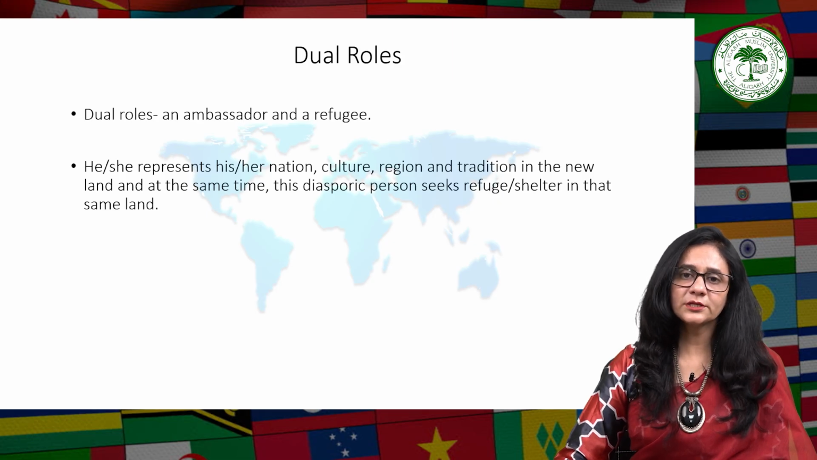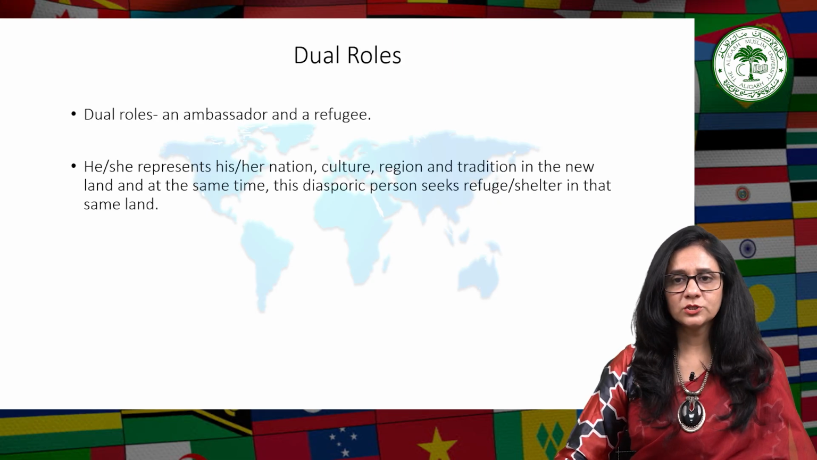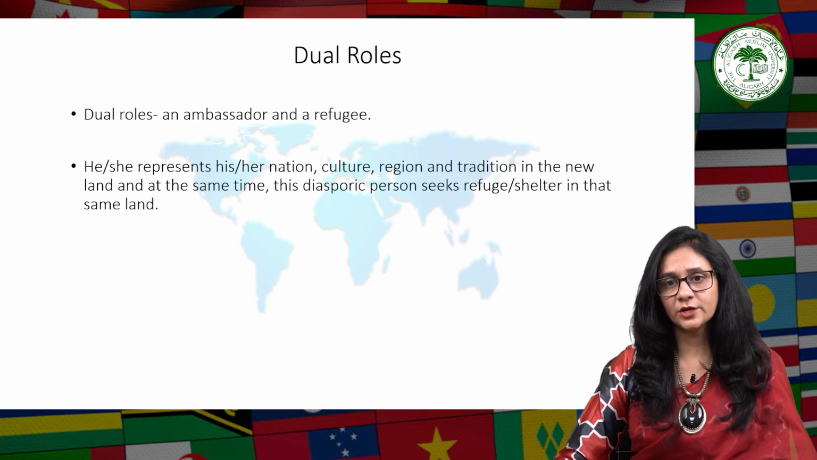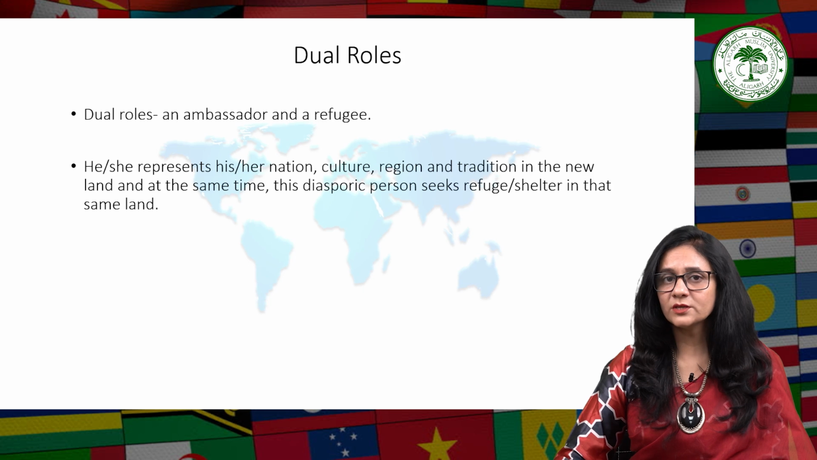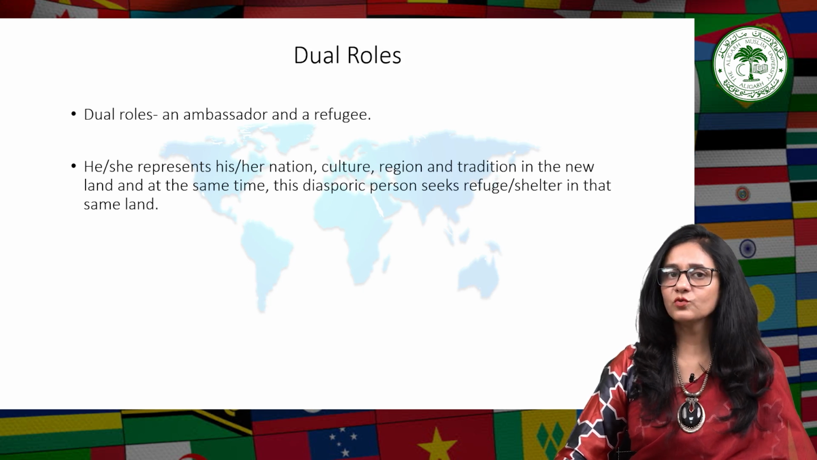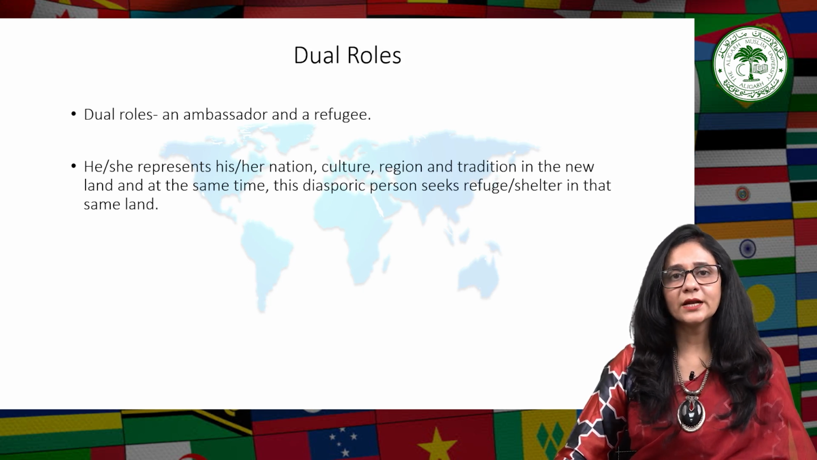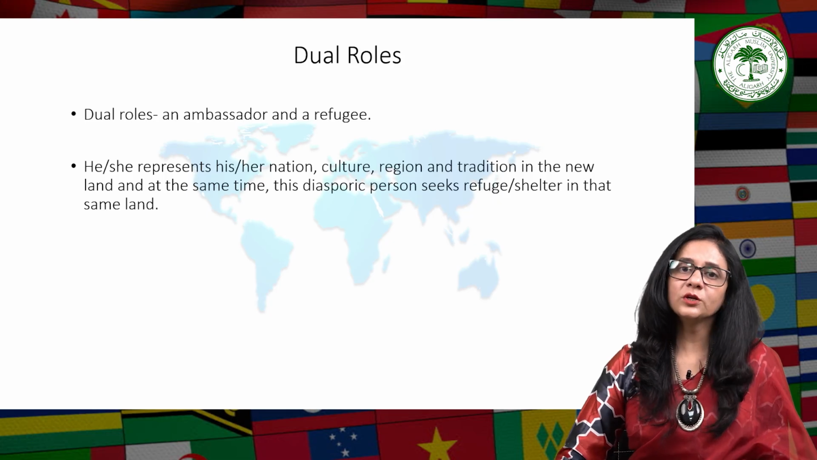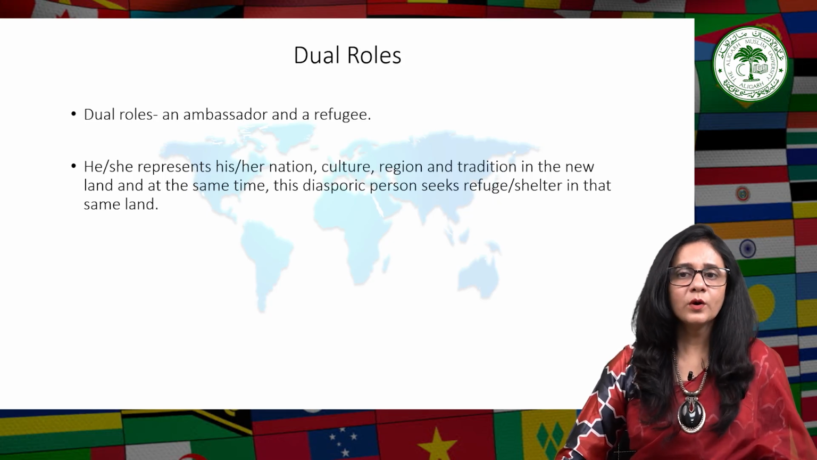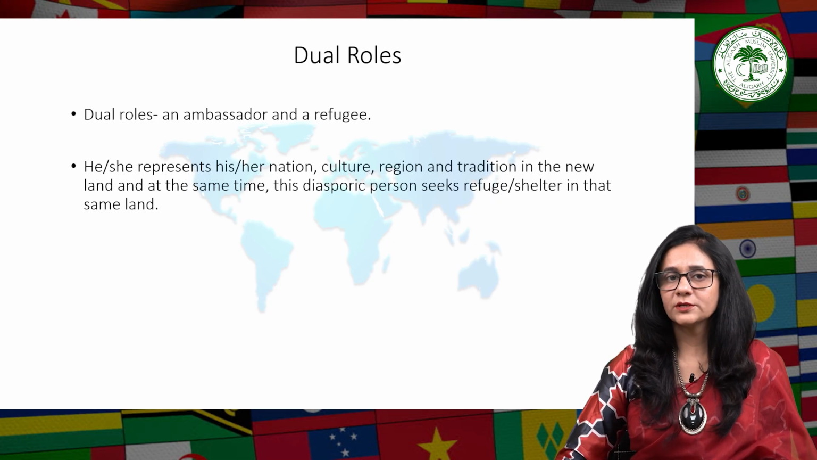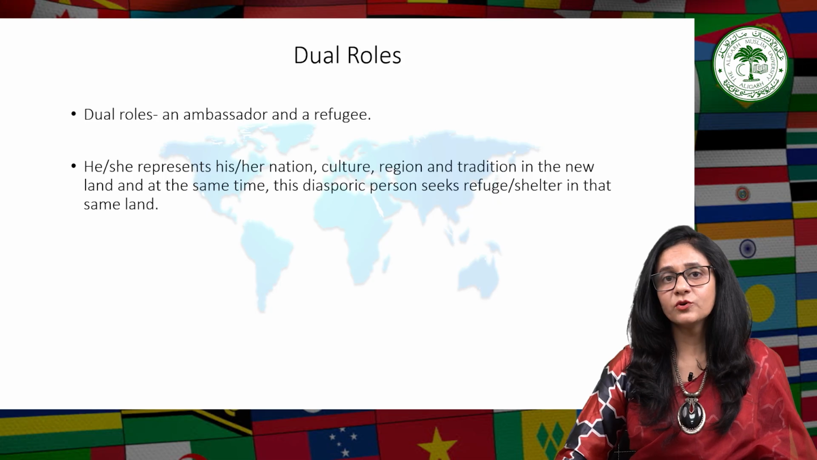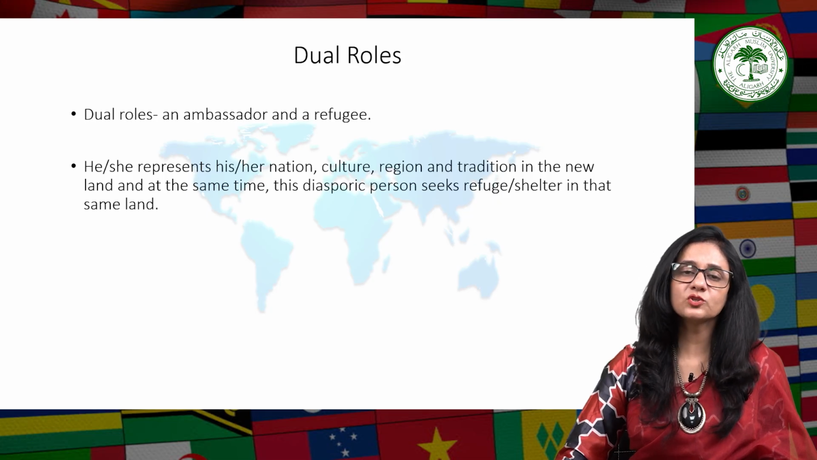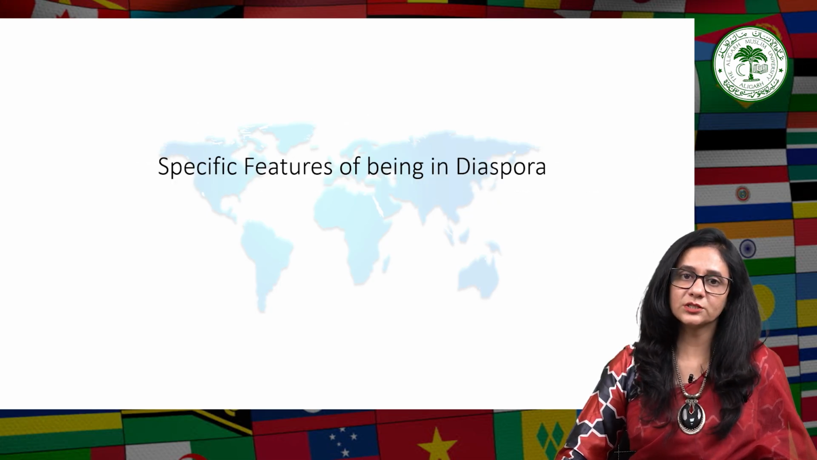He or she represents his or her nation, culture, region, and tradition in the new land, and at the same time, this diasporic person seeks refuge or shelter in that same place. These dual roles run parallel. One involves the prognosis of one's culture and an ability to increase its understanding. The other role seeks refuge and protection and attempts to assimilate into the host culture.